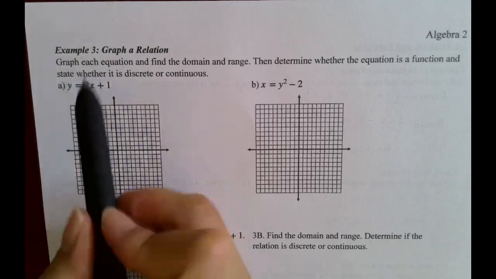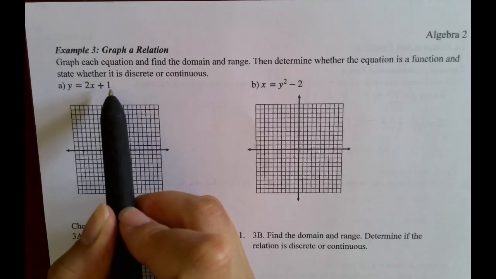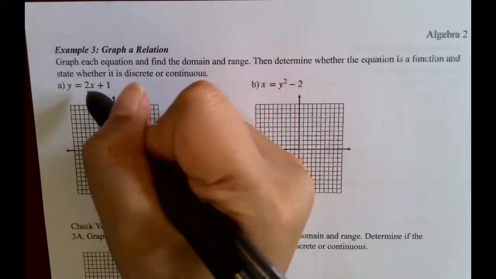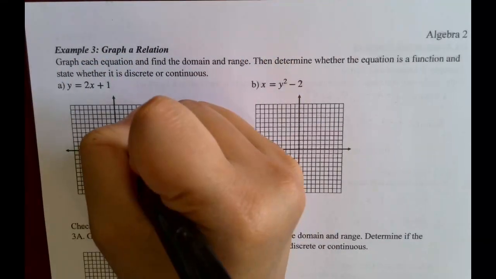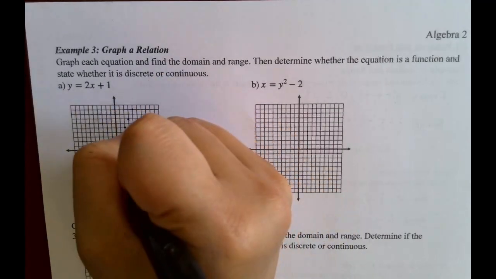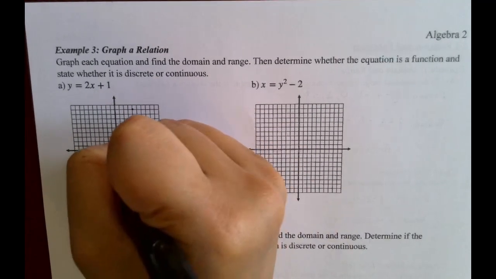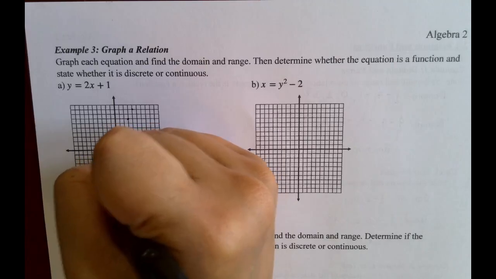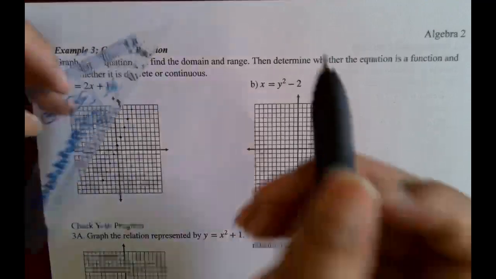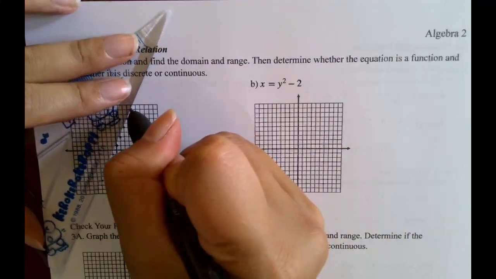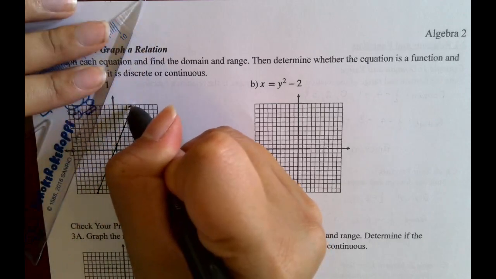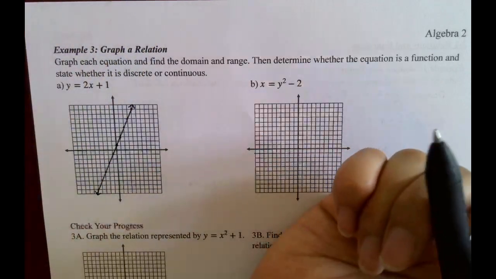Okay. So here, since this is in slope-intercept form, I'm going to start with the y-intercept at 1. And then since the slope is 2, I'm going to go up 2, right 1, and then I could keep going, but technically I only need 2 points to graph any line, but just so that way it'll be nice, I'm going to connect it. And technically lines go on forever, so I'm going to put my arrows.